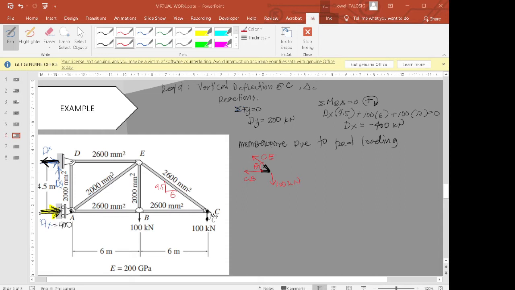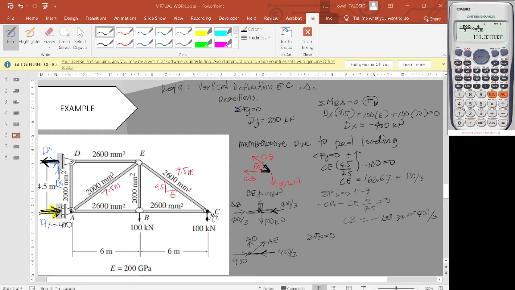So, the calculator disappeared. Okay, sorry. I forgot to press record. So, let me explain first. So, this one, we solve for CE. Then, we solve for this one. Okay. CE and then CB. So, negative 133. This one. So, this one, negative 133. So, meaning this is compression.